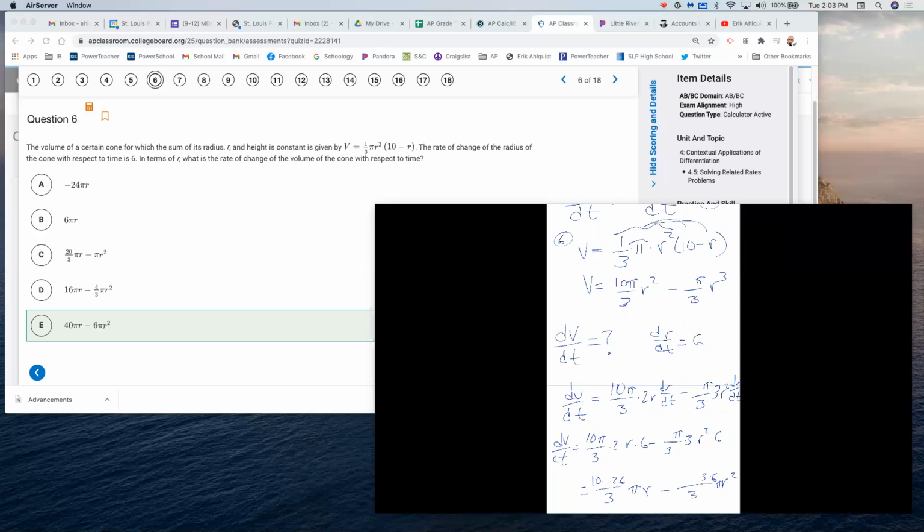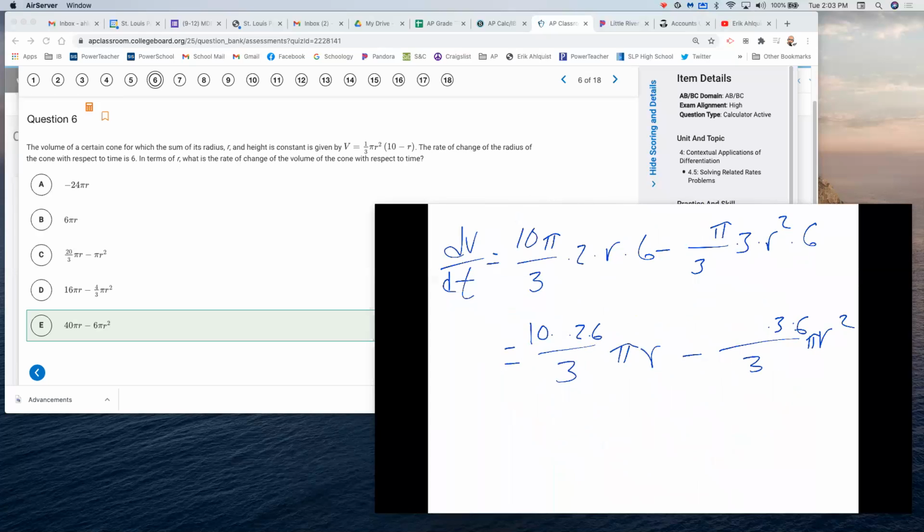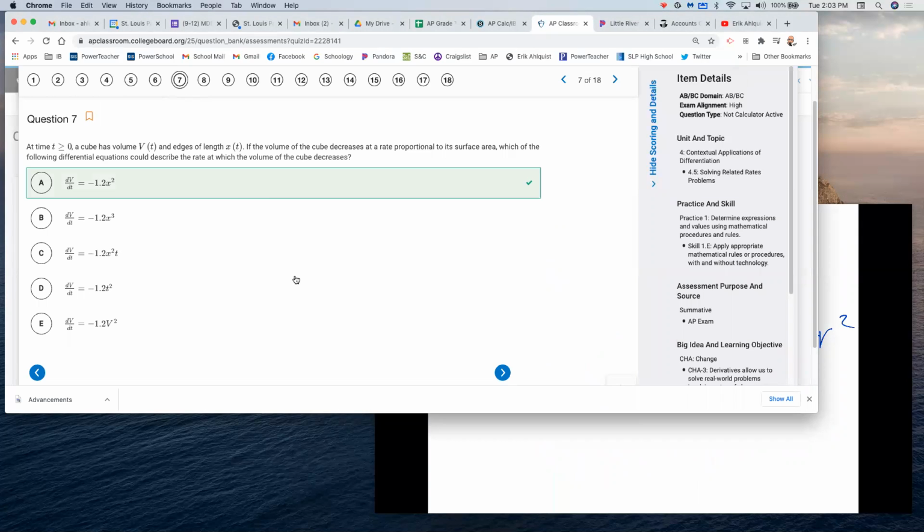But multiple choice, you get the luxury of having an answer there for you. Any questions on that? Okay, 7. So a cube has a volume of edges of length x of t. The volume of the cube decreases at a rate proportional to its surface area. Which of the following differential equations best describes the rate at which the volume of the cube decreases?